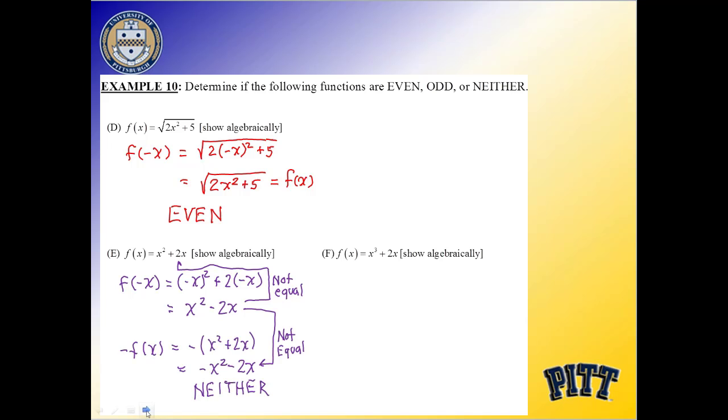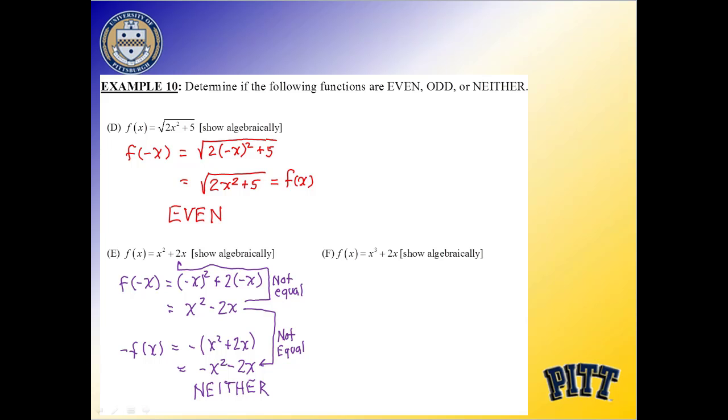Therefore, I know it's not going to be even. Now I compare f of negative x to negative f of x. So I do the opposite of x squared plus 2x. I get negative x squared minus 2x. Not the same thing as x squared minus 2x. Having that negative in front of the x squared is going to change whether they're the same thing or not. So they're not the same thing. So in this case, it's neither.